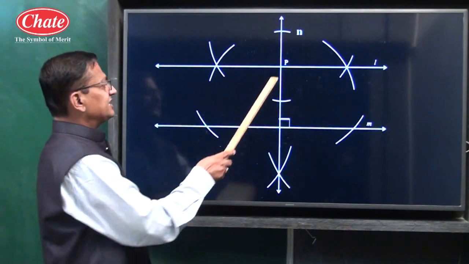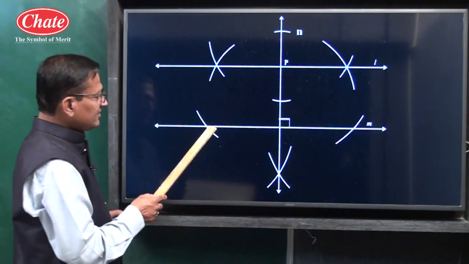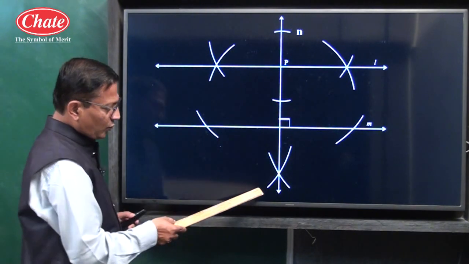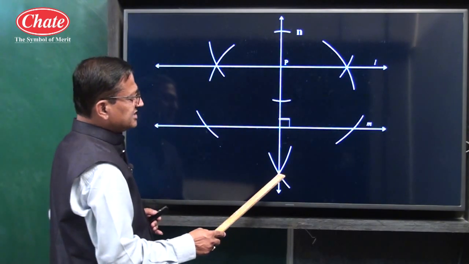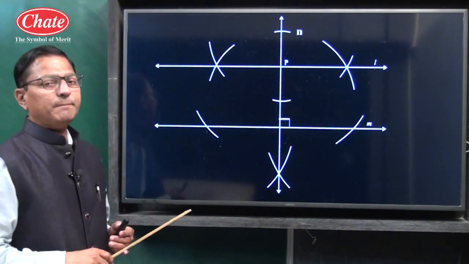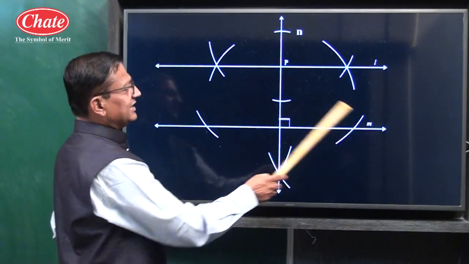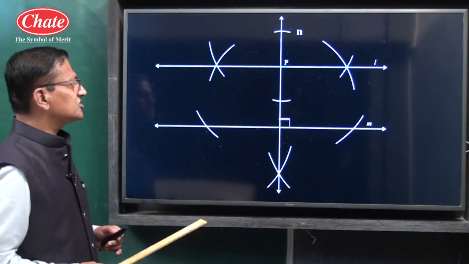For this, we take P as a center and draw two arcs. This is the center, one arc. By this center, another arc. Join this intersecting point and P. Draw a line which is perpendicular to line M. After that, we use one another construction.